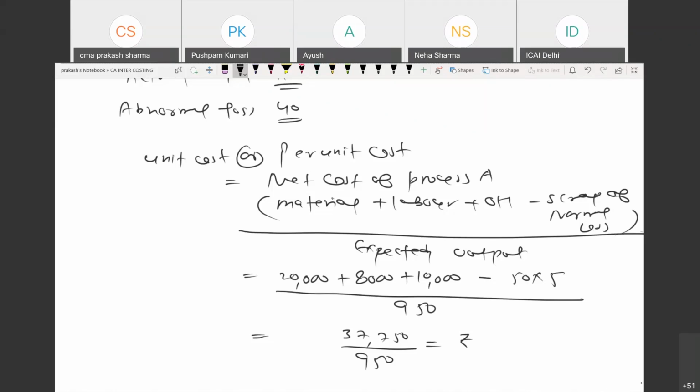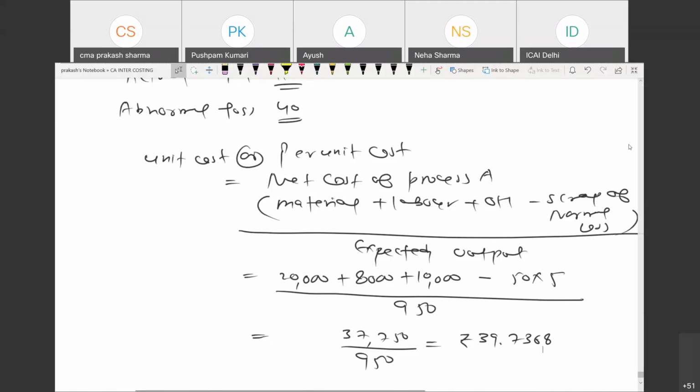Okay Jatin, so 37,750 divided by 950, what do you get? We get 39.7368. Okay students, I am taking 4 places after decimal, but if you wish you can take up to 2 places. I also believe this amount of 37,750 is correct. 38,000 minus 250 becomes 37,750. Divided by 950, so 39.7368.